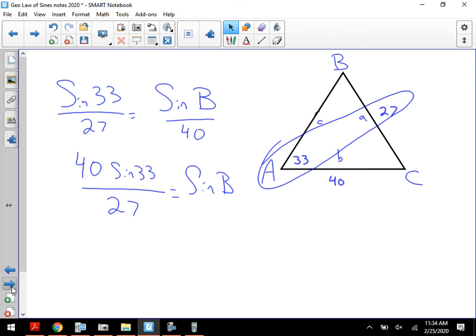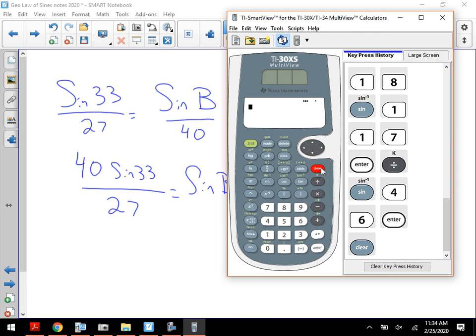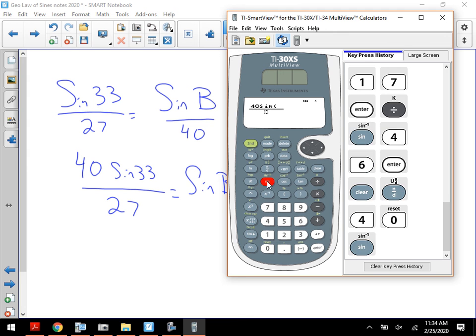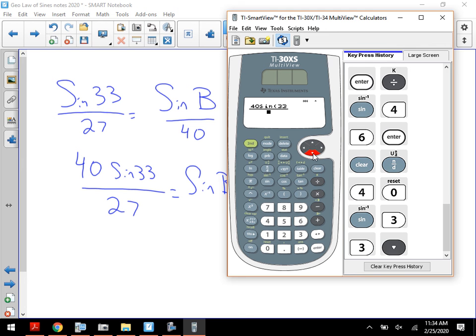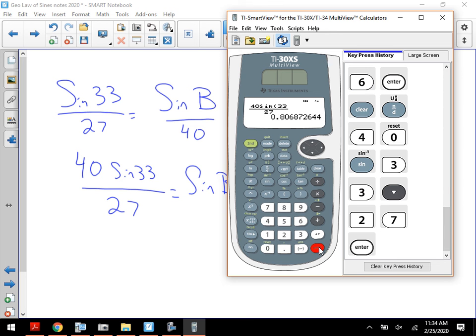This is just some crummy decimal. What we do is we enter that whole thing in the calculator, get some crummy decimal, and it has to equal the sine of B. So if I do that, do my fraction bar, 40 sine 33 over 27, and I hit enter. That value equals the sine of B.